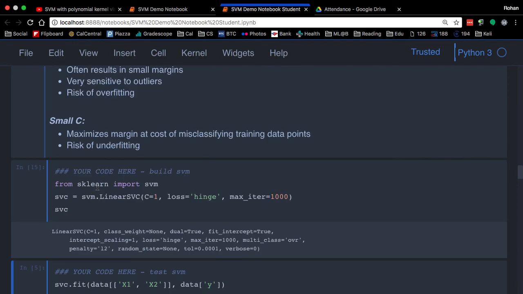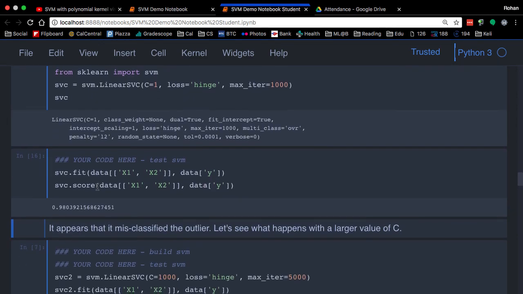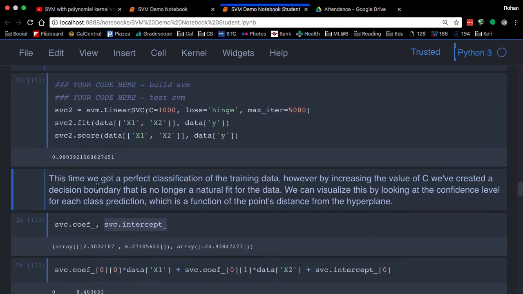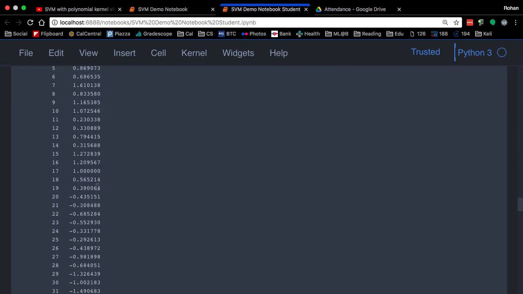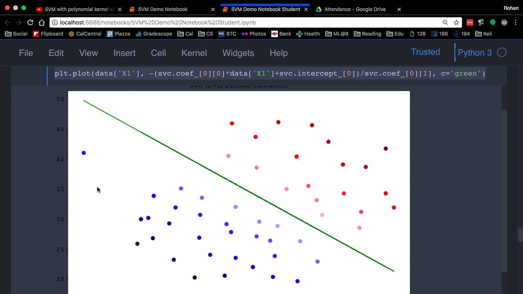Let me recap. The first one you constructed with C equals 1, we're just going to call that SVC. The second one, we're going to rename to SVC2. Now when we go down here and visualize it, that's our decision boundary. So when C equals 1, this is our decision line. This looks pretty good, in the middle, as expected. One data point is misclassified, but maybe that's okay because it's an outlier, and we don't want to risk changing our decision line for it.